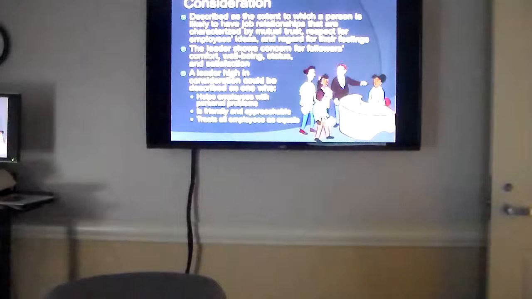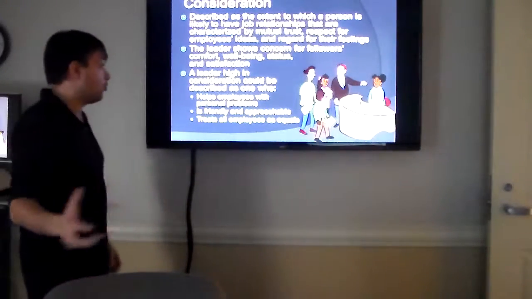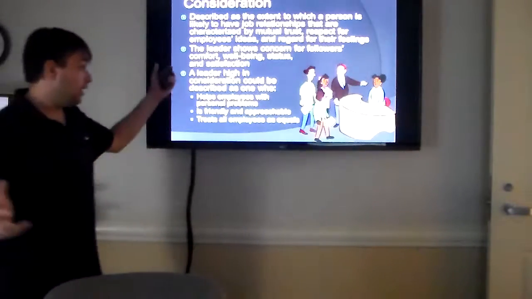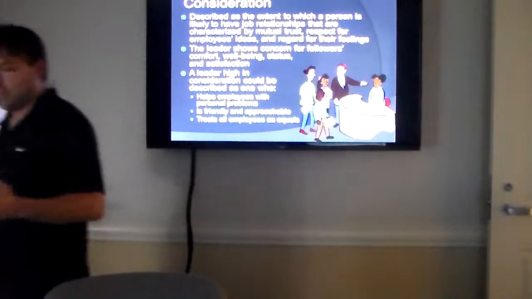So, the concept of consideration, this is described as the extent to which a person is likely to have job relations that are characterized by mutual trust, respect for employees' ideas, and regard for their feelings. So these are people that are friendly, personable, approachable. They can help you with your personal problems, and they can treat all employees as equals. This is great. If you as a leader can do this and show people that you care, it's fantastic.